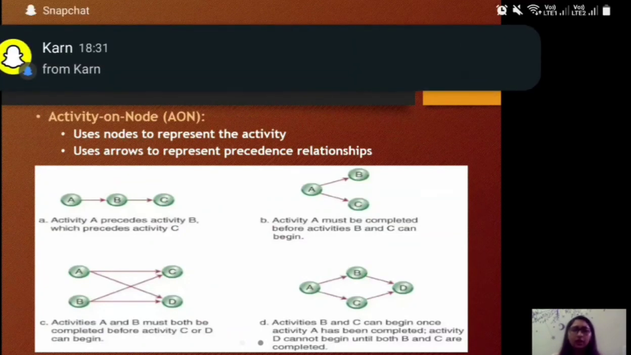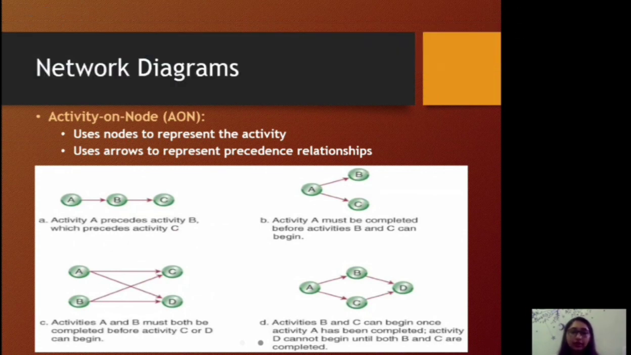Now, let us see what network diagrams are. They can be represented in two ways: activity on node and activity on arrow. Activity on node is used to represent the activity. It uses arrows to represent the precedence relationship. Here we can see that activity B's precedence relationship is A, and so on. So these are the different types by which the network diagrams can be drawn.